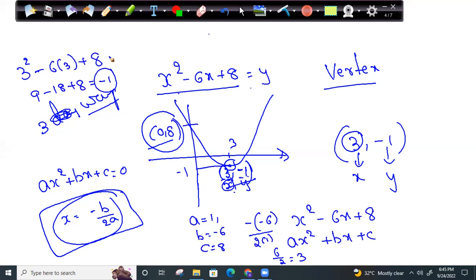Formula. What is the formula? X is equal to minus b by 2a. Please do write in your own words in your notes. How to find the vertex? One way of finding the vertex is using the formula. I hope it is clear. I can move on to the next steps.